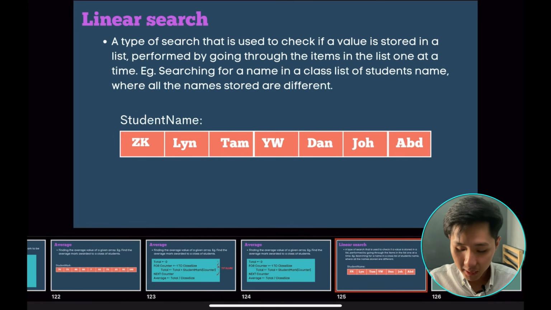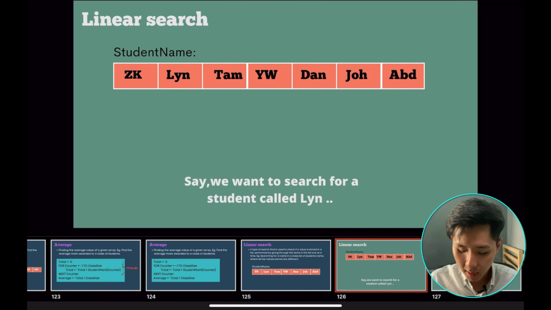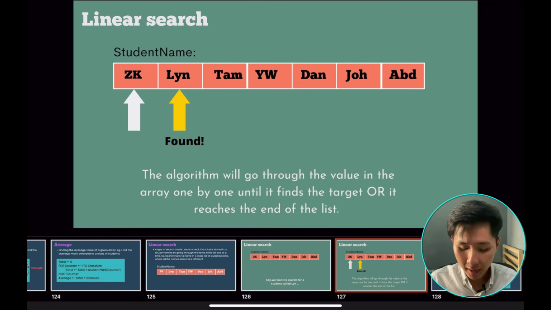So linear search. This is a type of search. This is interesting, in which this operation searches the array for a particular item requested by the user. So I have a bunch of student names here. All right. So let's say I want to write a program to search for a student name called LYN. And how we can write this code is that we can just go through each element in the array one by one and check whether the existing element is equal to what we want.